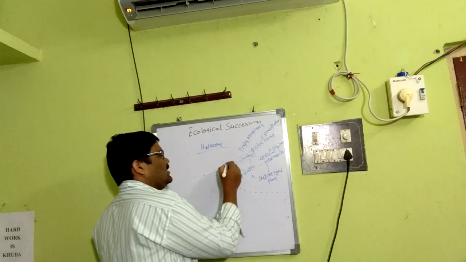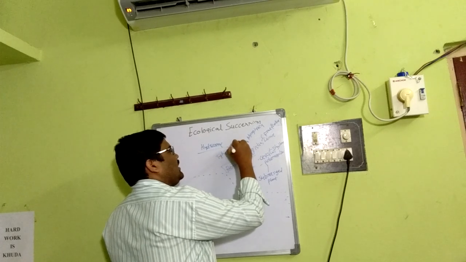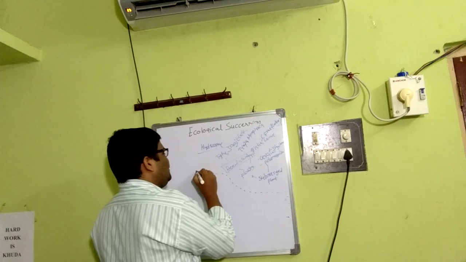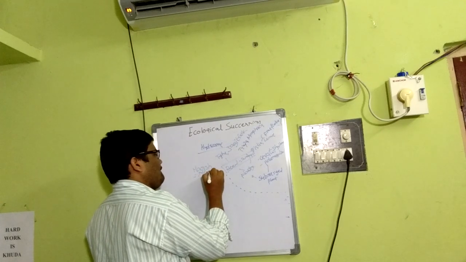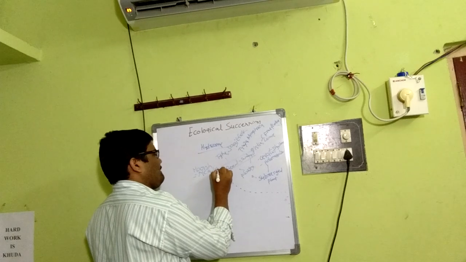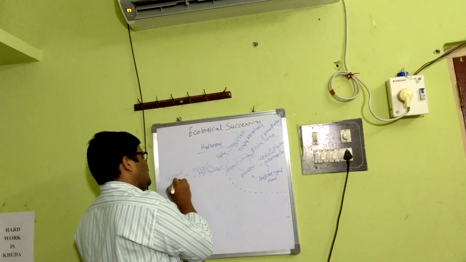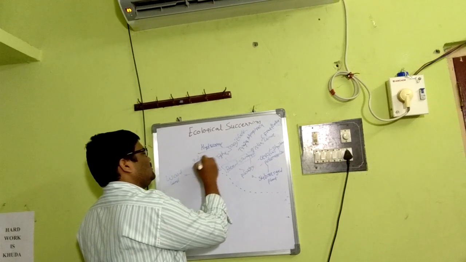I will tell you what exactly it is, okay? Like Typha, Sagittaria. Then the marsh meadow stage, and ultimately the woodland stage. Marsh meadow stage means sedges, okay.